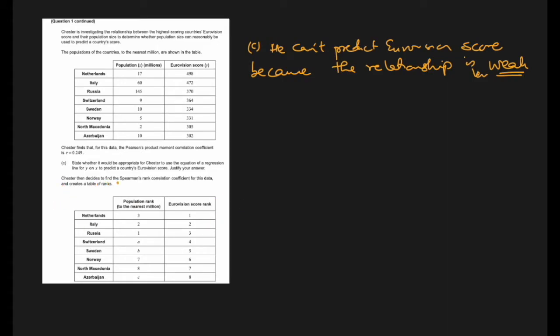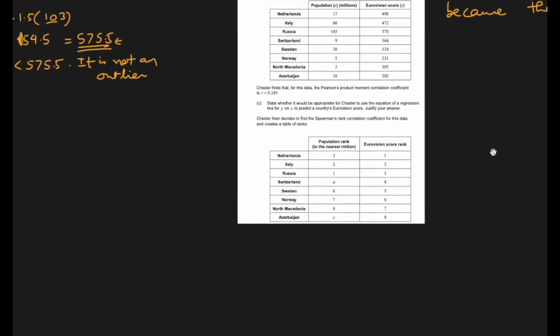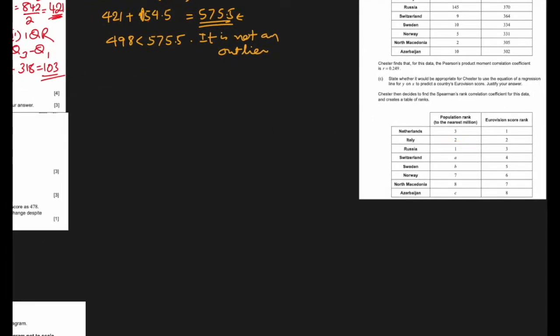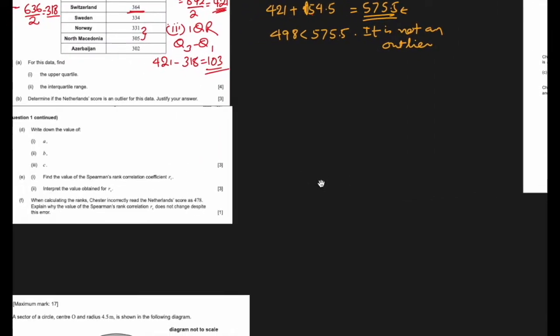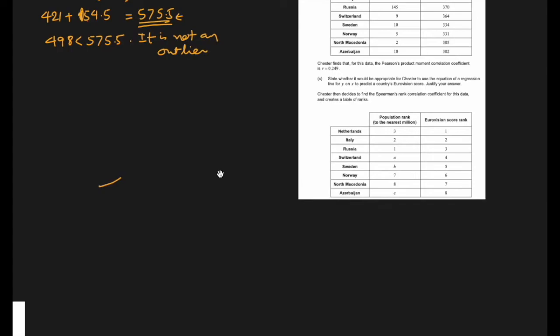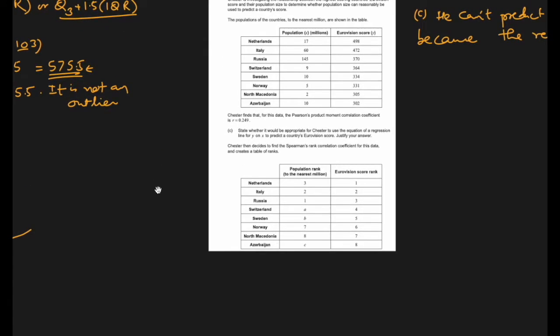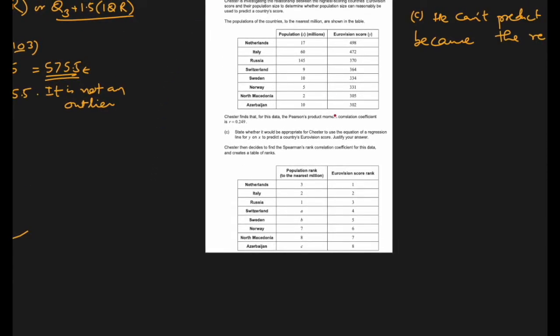Chester then decides to find the Spearman's rank correlation coefficient for this data. Okay, so we have this, and this will be of some use in part D. Write down the values of A, B, and C. Looking at this, we have to find what A, B, and C are, and their ranks. Let's look at the previous ones and we can find it.